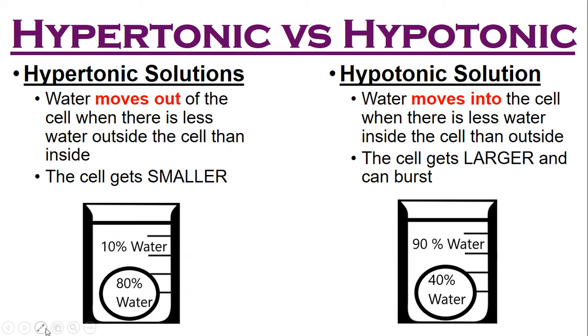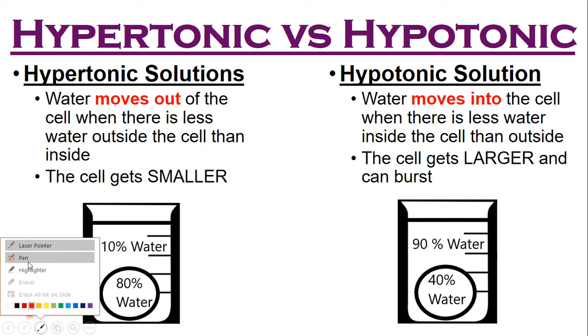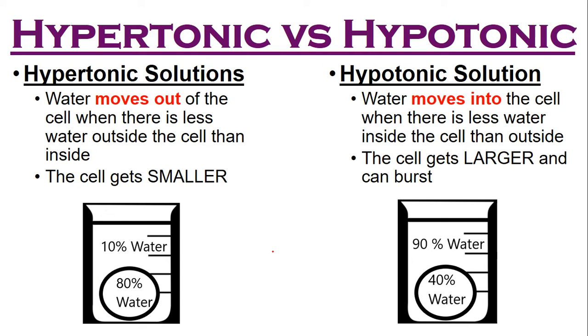Now, when we talk about osmosis, you have three types of solutions that a cell could be in. The first one's called a hypertonic solution. And this is when water moves out of the cell when there's less water outside the cell than there is inside the cell. And when this happens, the cell gets smaller. So you can see this little picture here.